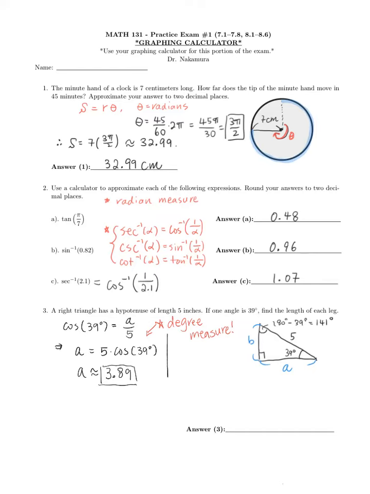Now let's go with B. So our B is nothing but sine of 39 degrees, which is opposite over the hypotenuse. Now multiplying by 5 on both sides, B is 5 sine 39 degrees. Punch that in. I got B equals approximately 3.15. So I'm just going to write the length. So our A is approximately 3.89 units or inches. And then our B is approximately 3.15 inches. So that's going to be the answer.